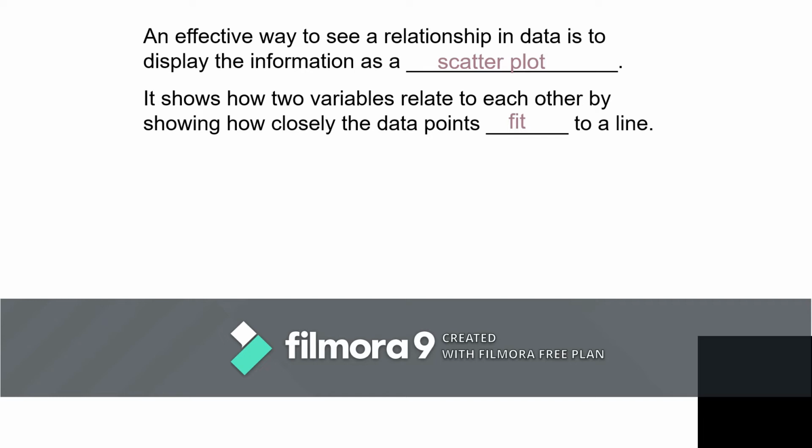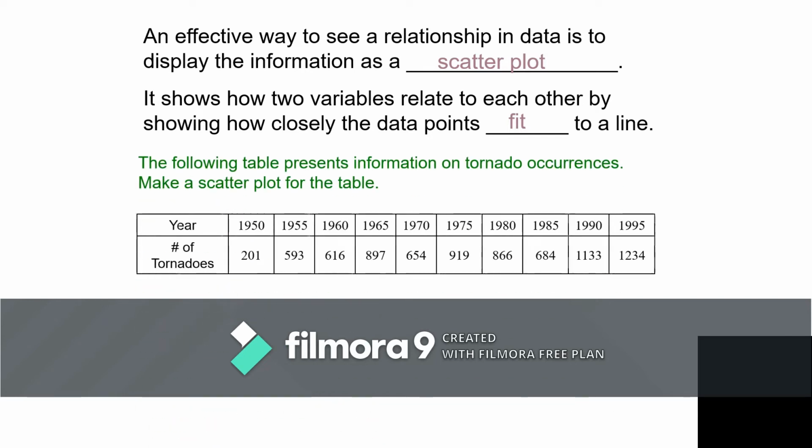To understand this more clearly, let us take an example. In this example, we have the number of tornadoes during the years 1950 to 1995. Let's prepare a scatter plot and see how they are related by drawing a line of best fit, and then using the line of best fit we can predict some values.